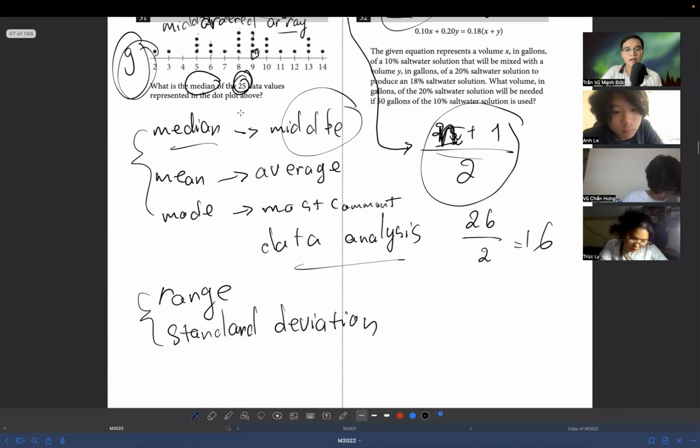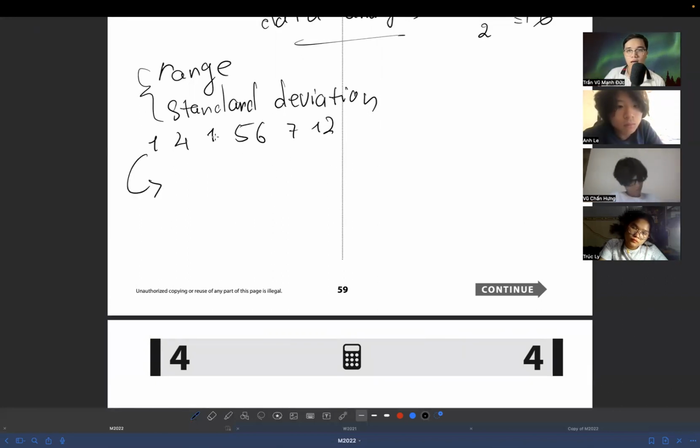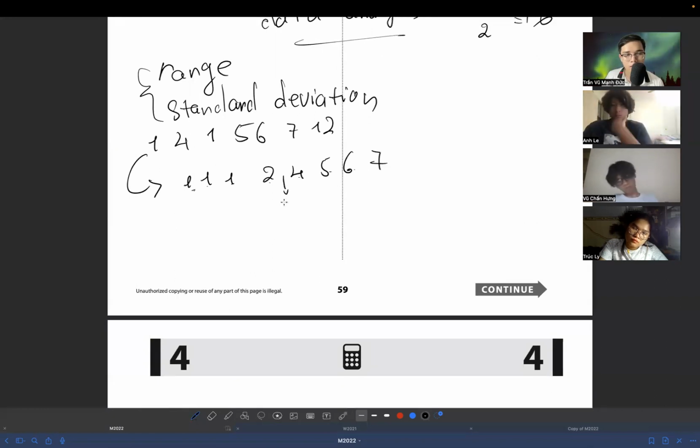So if I give you an array like this, 1, 4, 1, 5, 6, 7, 1, 2, you're gonna have to order them first before finding out which is the middle part. 1, 1, 1, 2, 4, 5, 6, 7. So there's 1, 2, 3, 4, 5, 6, 7, 8. There are 8 entries in this array. You just need to plus 1 and divide by 2, which is the 5th value.